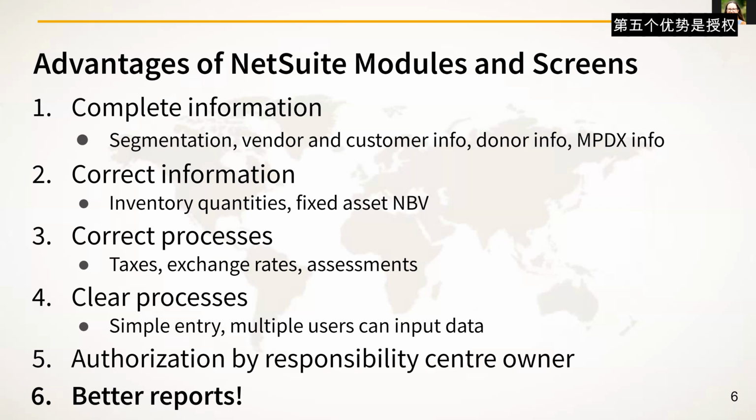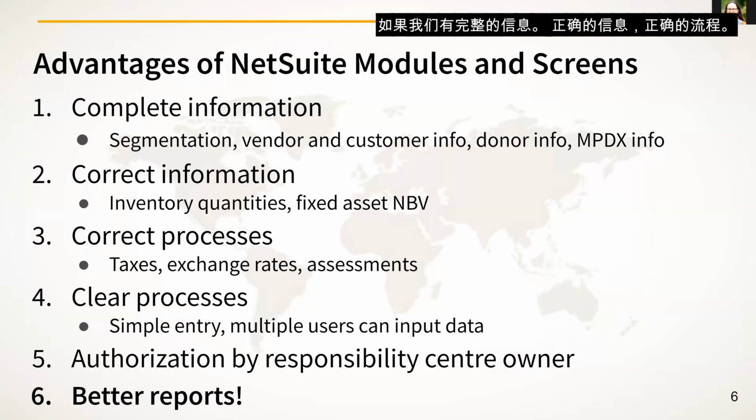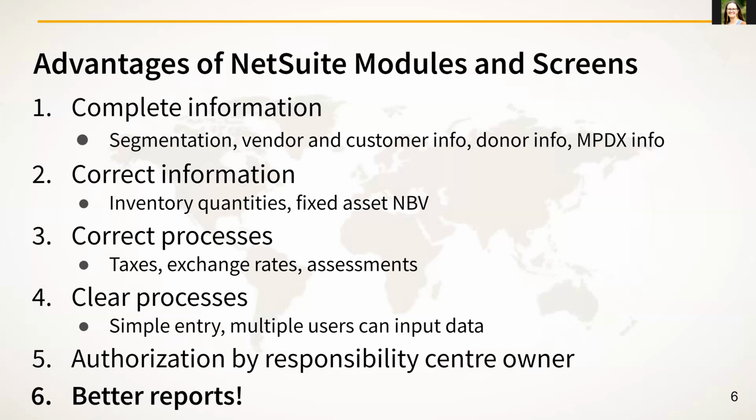The fifth advantage is authorization by a responsibility center owner. All expenses that are entered into NetSuite via the correct screen or module will be routed to the proper responsibility center owner or the person in charge of managing that responsibility center. And that person can approve that expense. The last advantage is better reports. If we have complete information, correct processes, clear processes, and proper authorization, we will have better reports, which will allow us to lead better with information.